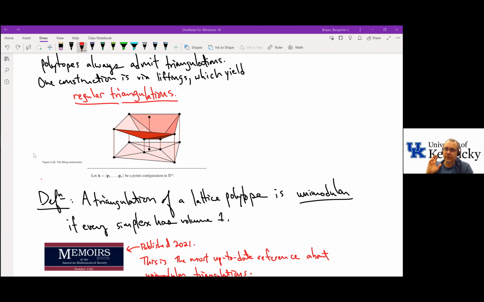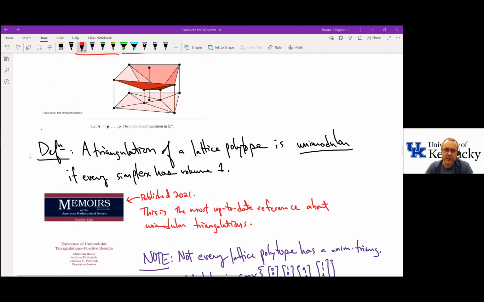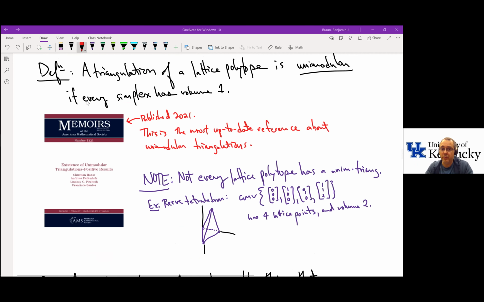So that's kind of the gold standard for a really well-behaved lattice polytope: one where you can break it into unimodular simplices, right? Every simplex has volume one. And so a triangulation of a lattice polytope is unimodular if every simplex has volume one. And it's important to note that not every lattice polytope has a unimodular triangulation.